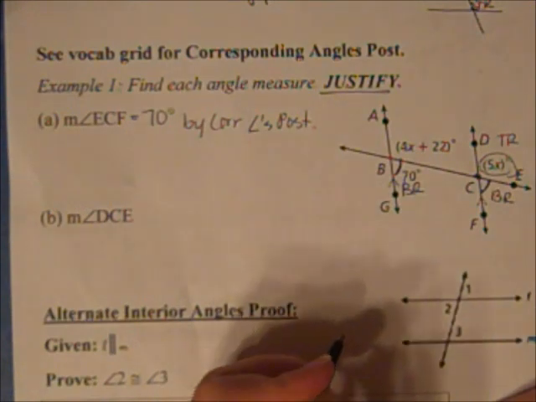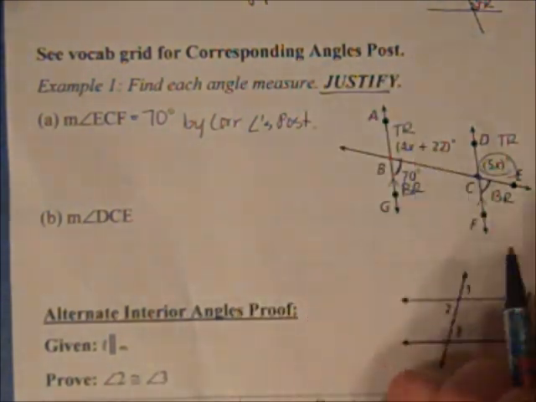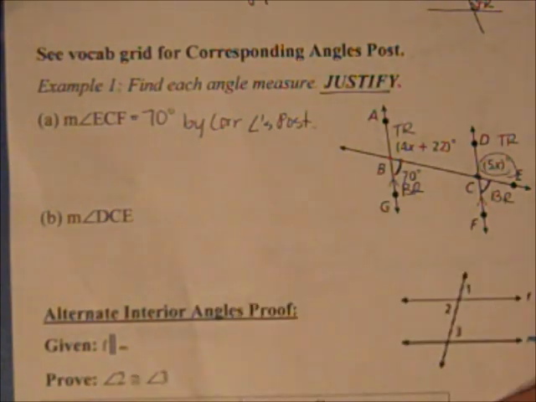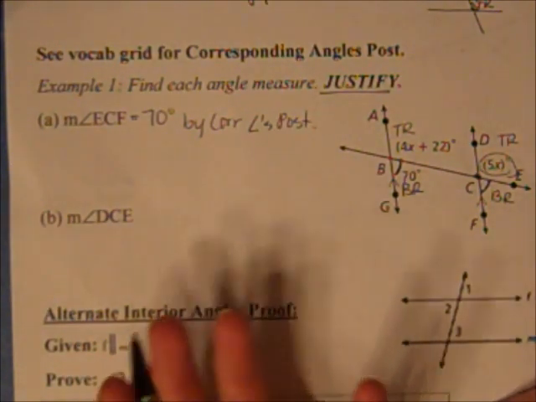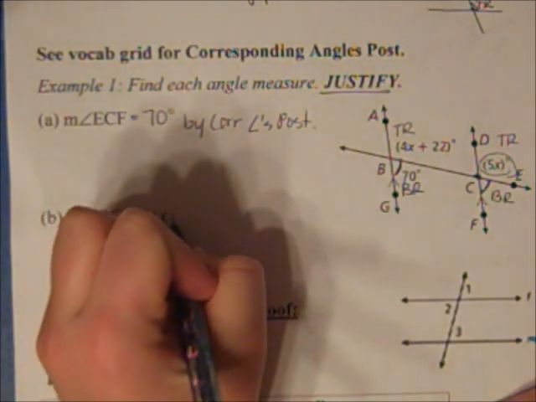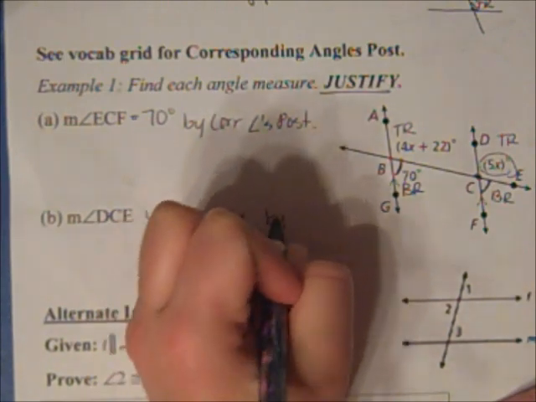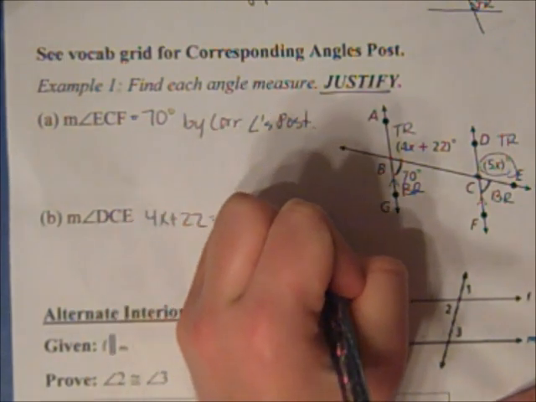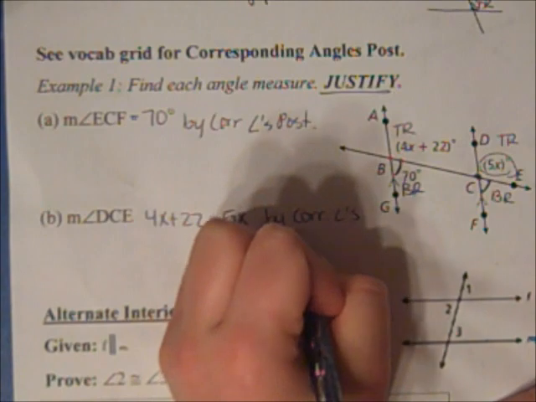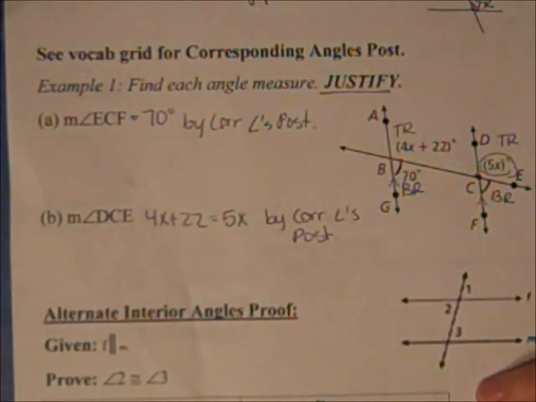Okay. So the measure of DCE, so I'm looking at this one now, and it is in the top right. So if I look over to the other intersection, the top right is this 4x plus 22. I know corresponding angles are congruent, meaning their measures are equal. So I can say 4x plus 22 is equal to 5x, and I can still justify with the corresponding angles postulate. From here, I just have to solve.